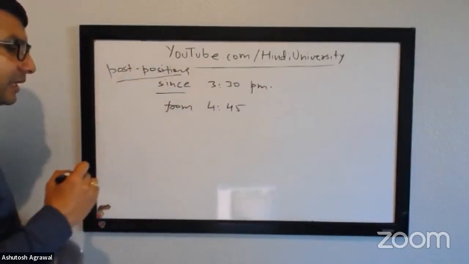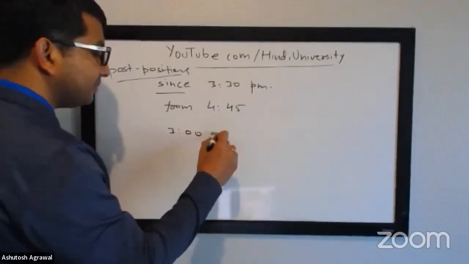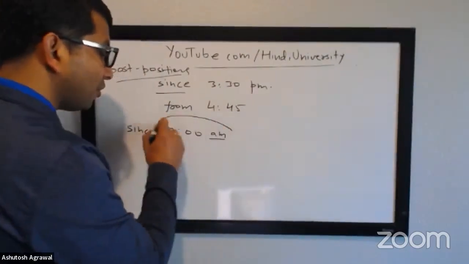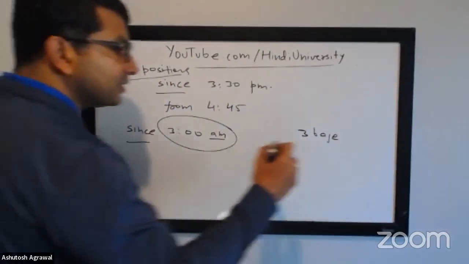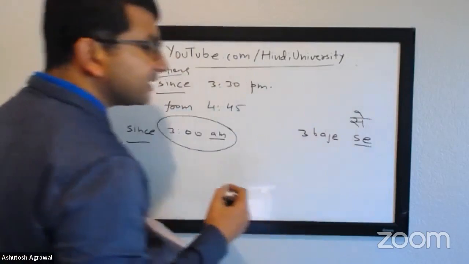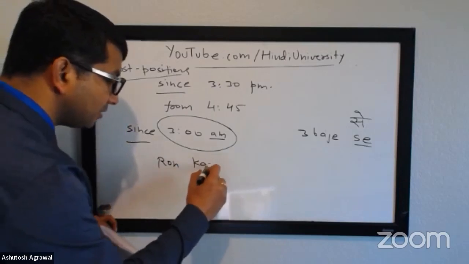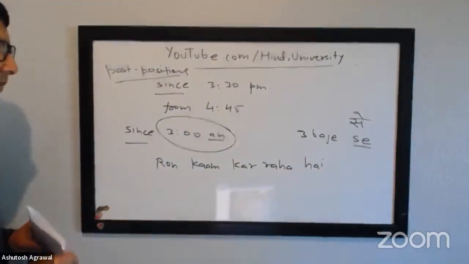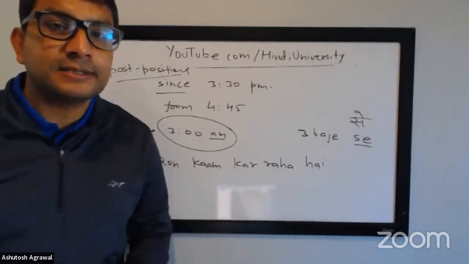Postpositions with time. Okay. So you want to say Ron has been working since 3 a.m. in the morning. Since 3 a.m. in the morning. 3 a.m. you already know, 3 baje. But because it's a postposition, you'll say 3 baje se. Okay, 3 baje se. So if it is Ron is working, Ron kaam kar raha hai. Okay, Ron kaam kar raha hai. Ron is working.